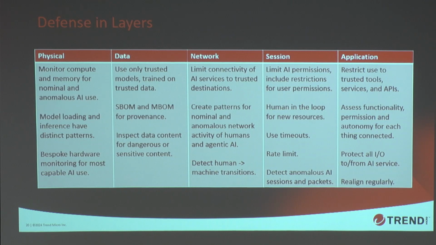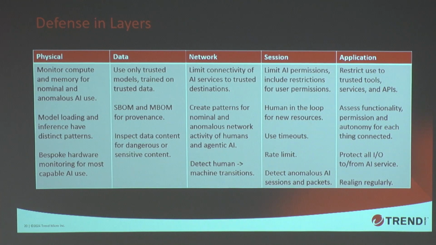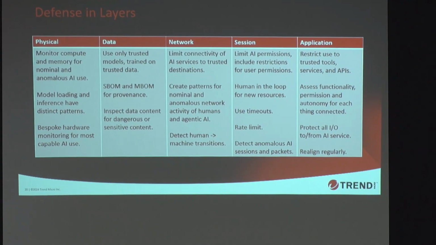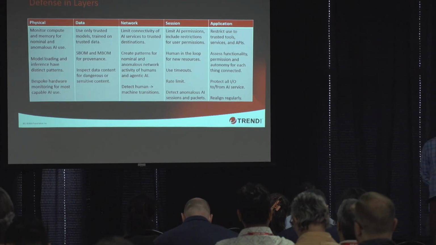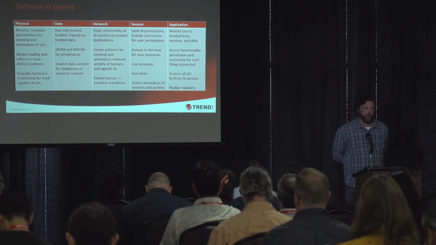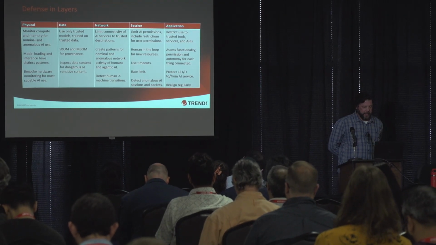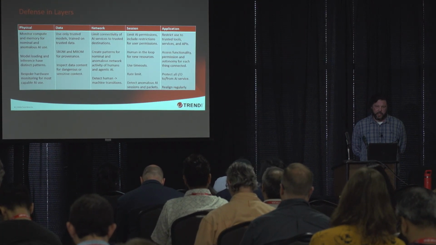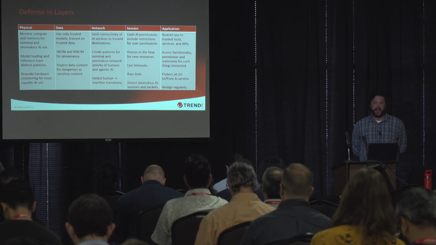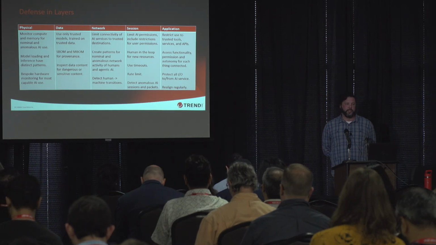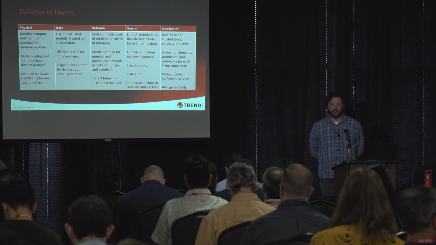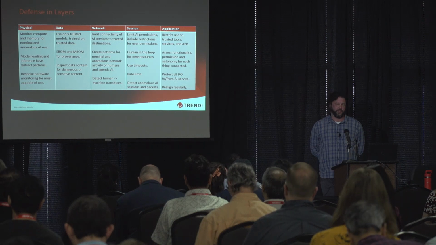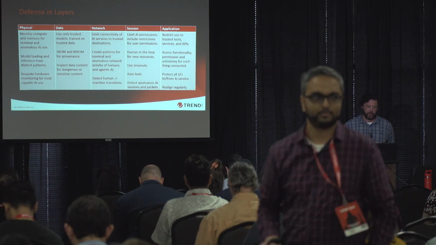From the data plane perspective, using trusted models trained on trusted data is very important. SBOM and model bill of materials as well for provenance. I think that this is also going to be increasingly important for compliance. And then, you need to understand the semantic value in the content that you have. You need to understand what's in your data to understand the risks associated with it. Is it personal identifying information? Is it healthcare information? Is it financial information? Is it secret data of some sort or another?